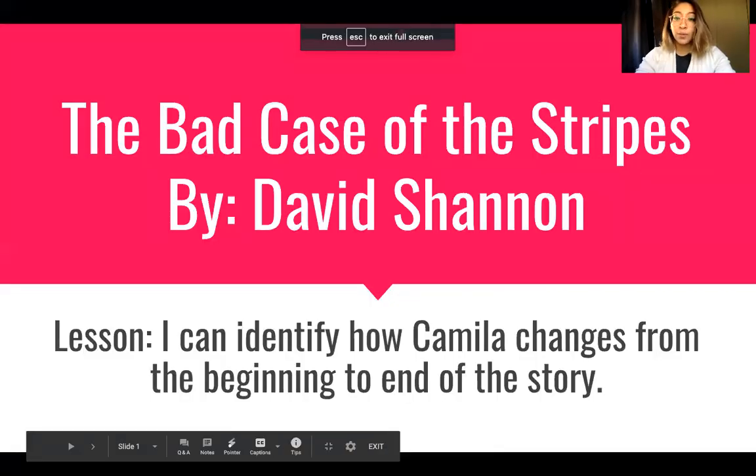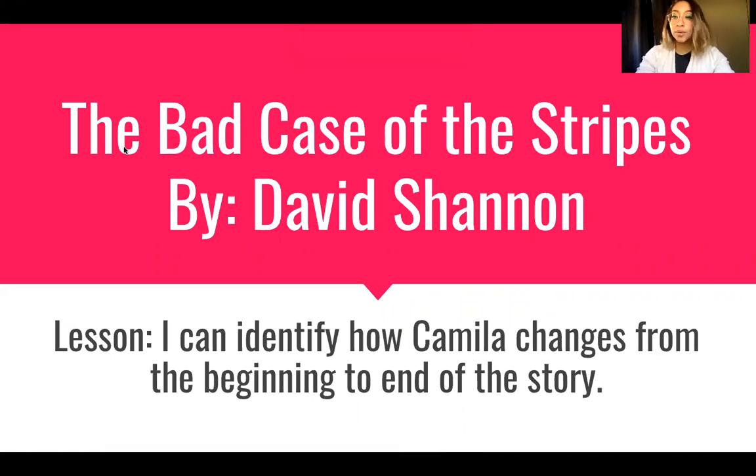So like I said, today we're going to be talking about a main character. The story we're going to be looking at is called The Bad Case of the Stripes by David Shannon. After our lesson, you are going to be able to say, I can identify how Camila changes from the beginning to the end of the story. So guess what we're doing today?